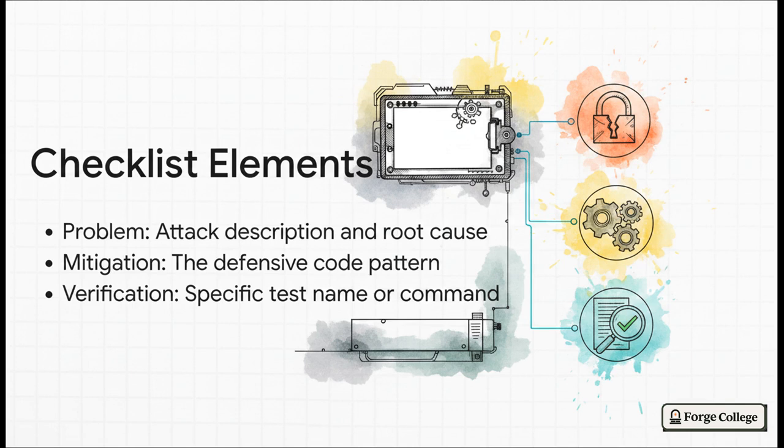First, the problem description. Clearly state the attack and the root cause, like missing signer check. Second, the mitigation code pointer. Show the exact defensive pattern you applied in your Rust code. And third, the verification step. Provide the specific test name or command the auditor can run to prove the mitigation works. 1 attack, 1 mitigation, 1 test. Keep it tight and keep it focused.